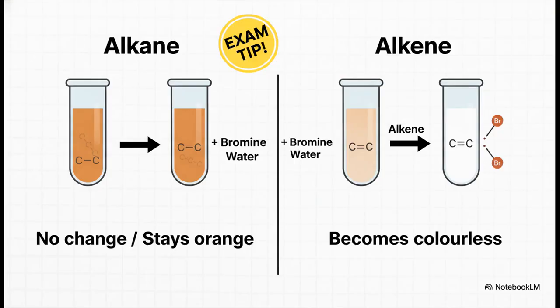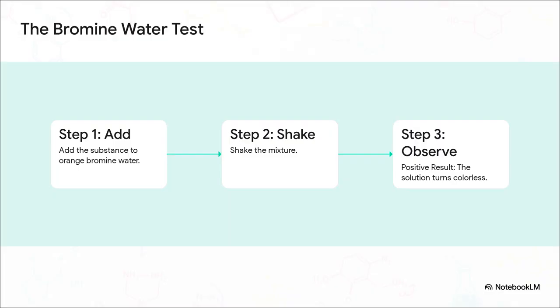And speaking of that reaction with halogens, okay, listen up because this is a massive tip for your exam. The reaction with bromine is the definitive chemical test to see if a hydrocarbon is unsaturated. In other words, to check if it has a C=C double bond. Trust me, examiners absolutely love this question. And the test itself? It could not be simpler.